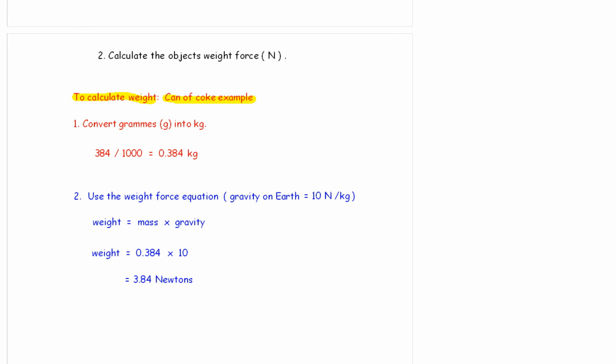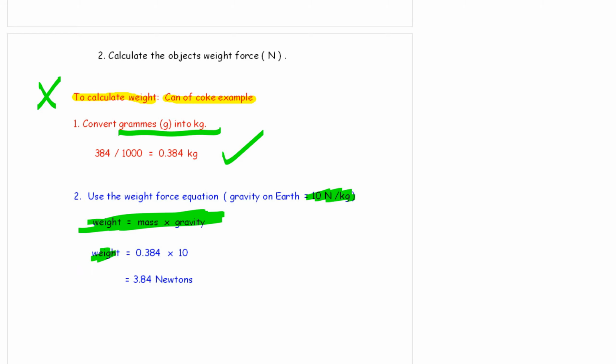To calculate the weight force, you convert the grams into kilograms, which is exactly what we've done there. And then you use this equation here. Weight is mass times gravity, where gravity on Earth is 10 newtons per kilogram. So the weight is the mass in kilograms, 0.38, multiplied by 10. That gives us a weight force pushing downwards of 3.84 newtons.